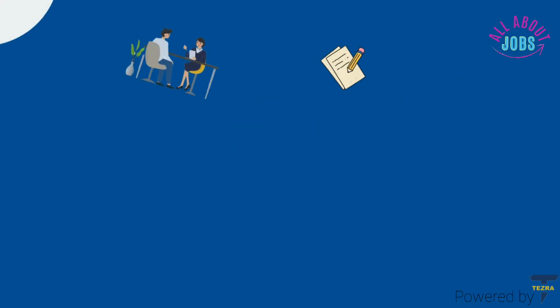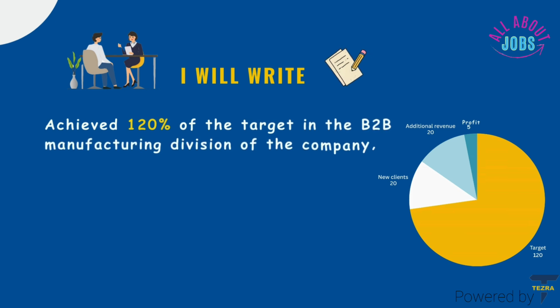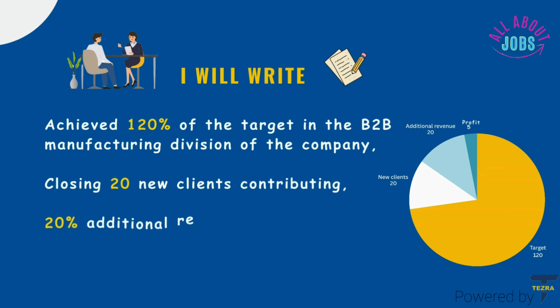So I will write, achieved 120% of the target in B2B sales for the company's manufacturing division, closing 20 new clients, contributing 20% additional revenue and 5% additional profit. Suddenly the game changed. From the first style, you were merely a sales manager in the B2B division. In the second style, you suddenly become a rock star sales manager for the company.